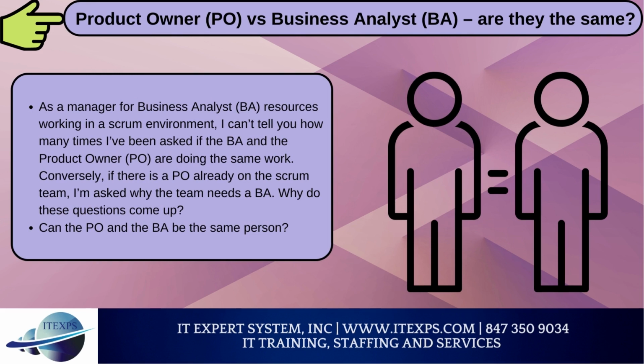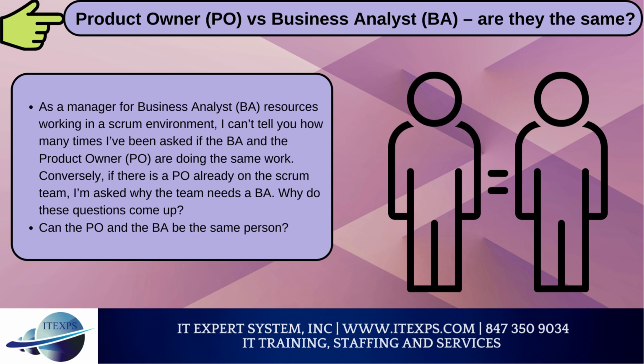As a manager for business analyst resources working in a Scrum environment, I can't tell you how many times I have been asked if the BA and the product owner are doing the same work. Conversely, if there is a PO already on the Scrum team, I am asked why the team needs a BA. Why do these questions come up? Can the PO and the BA be the same person?